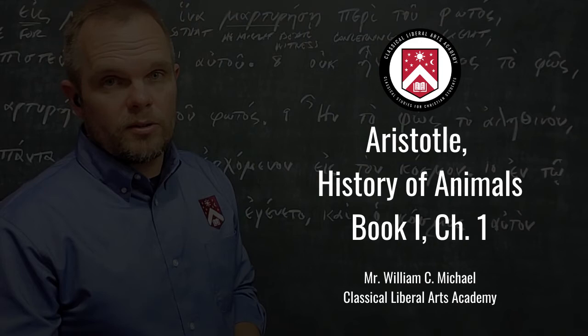Animals also differ in their manner of life, in their actions and dispositions, and in their parts. We will first of all speak generally of these differences, and afterwards consider each species separately. The following are the points in which they vary in manner of life, in their actions and dispositions.